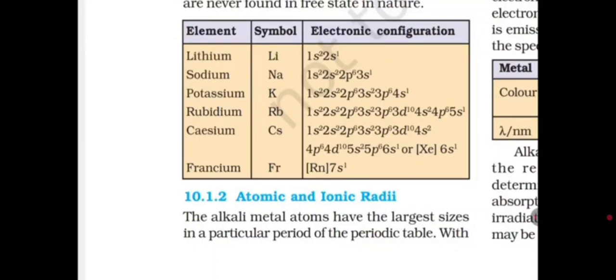Rubidium symbol is Rb, electronic configuration is 1s2 2s2 2p6 3s2 3p6 3d10 4s2 4p6 5s1. Cesium symbol is Cs, electronic configuration is 1s2 2s2 2p6 3s2 3p6 3d10 4s2 4p6 4d10 5s2 5p6 6s1, or we can write Xe 6s1. Next is francium, symbol is Fr, its electronic configuration is radon in bracket and 7s1.